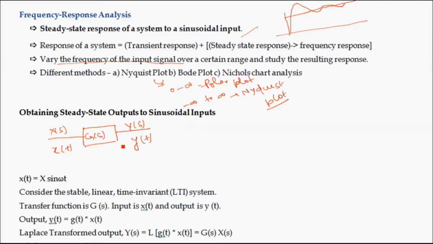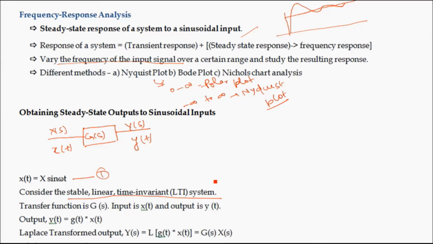So if we put s equal to j omega, we get the input and output in terms of frequency domain. So here the input we consider x(t), and x(t) is equal to X sin omega t. So this is our first equation, that when the input is X sin omega t, it is a sinusoidal input, and we apply this input to a stable linear time invariant system, that is LTI system.